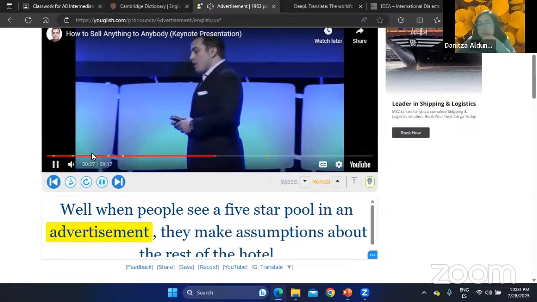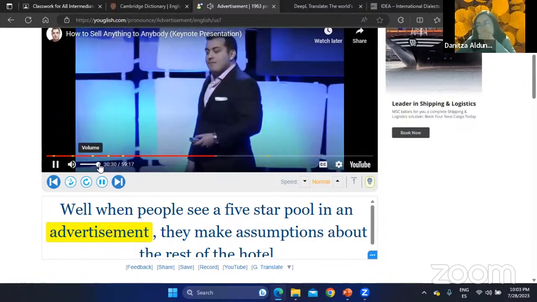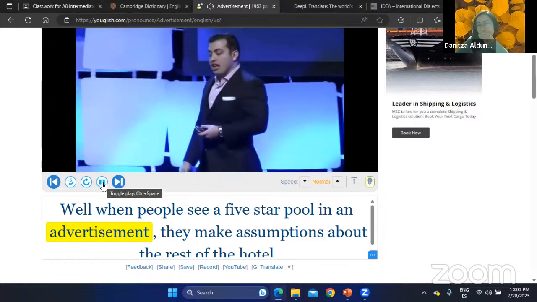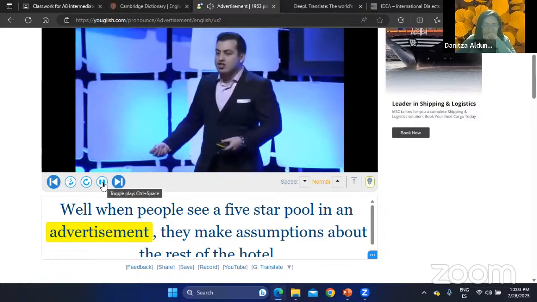Well, when people see a five-star pool in an advertisement, they make assumptions. Well, when people see a five-star pool in an advertisement, they make assumptions.